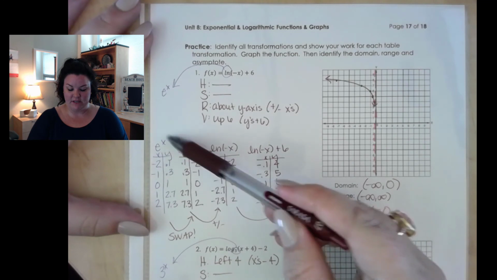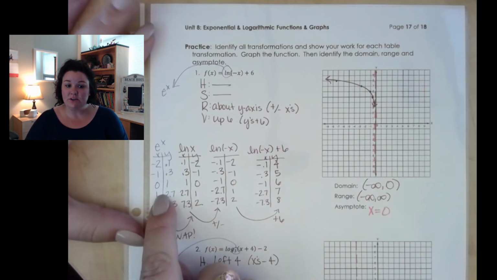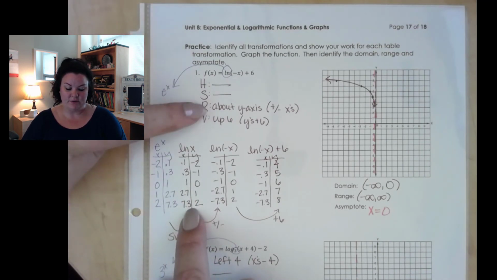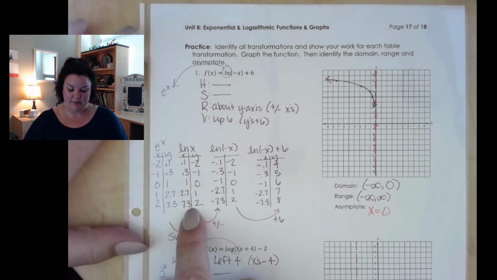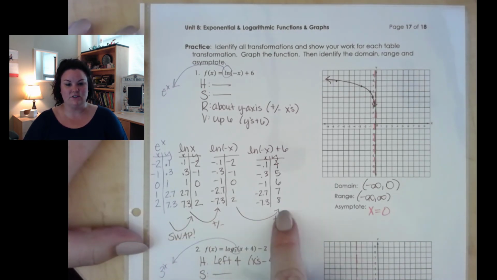So we'll make our exponential table with e to the x. Then before you start doing your transformations, swap those values to get ln x. And then you should have 2 transformations, one that reflects about the y-axis and one that moves up 6. So we should be changing the sign of our x's and then adding 6 to our y's.